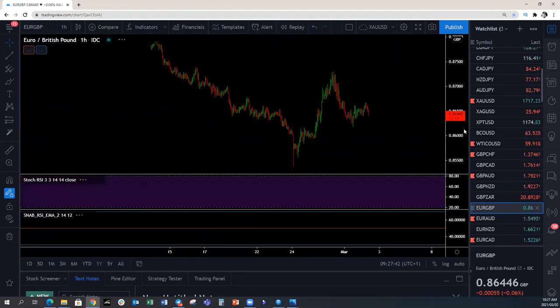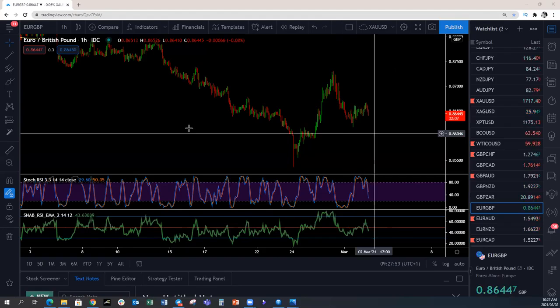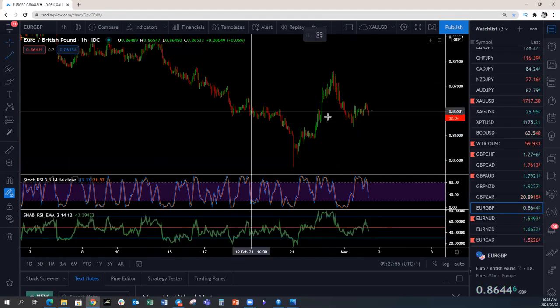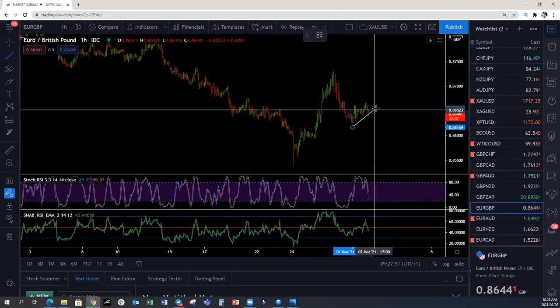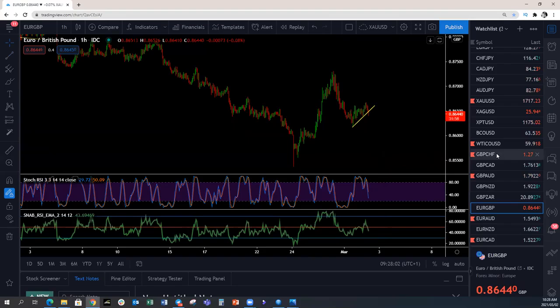Euro Pound, looking for further downside, setting up for more downside. We're at the top, we are below 50. All we need here is this candle closing below 50, which I think it has already done. So Euro Pound looking downside. That's straight to the downside on Euro Pound.